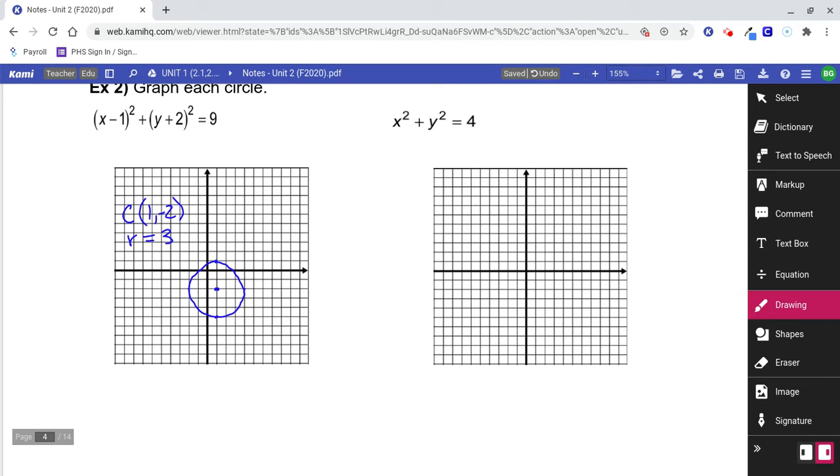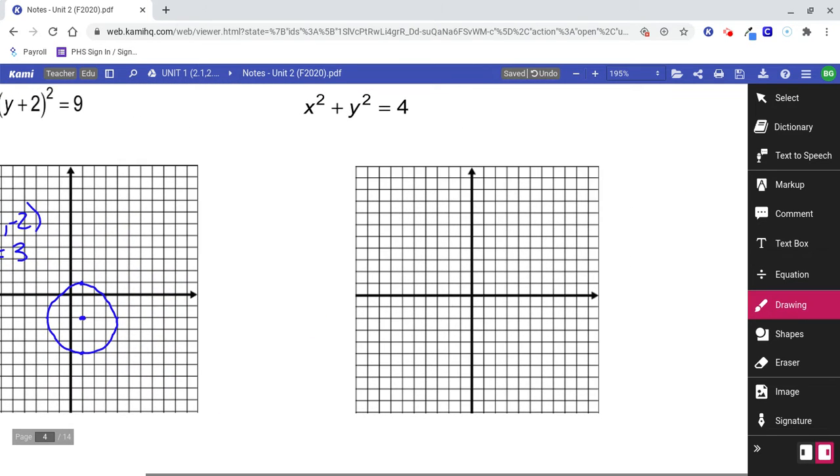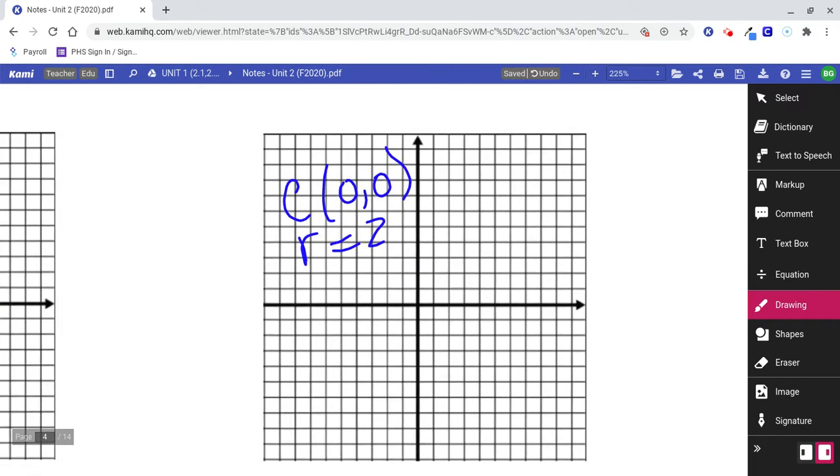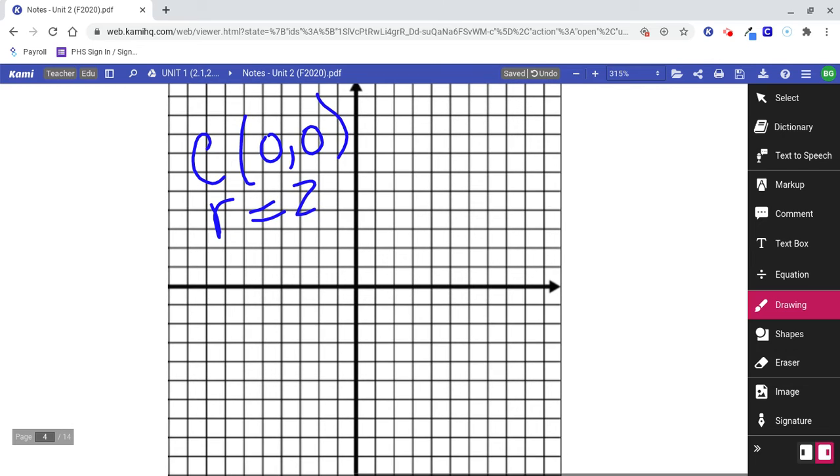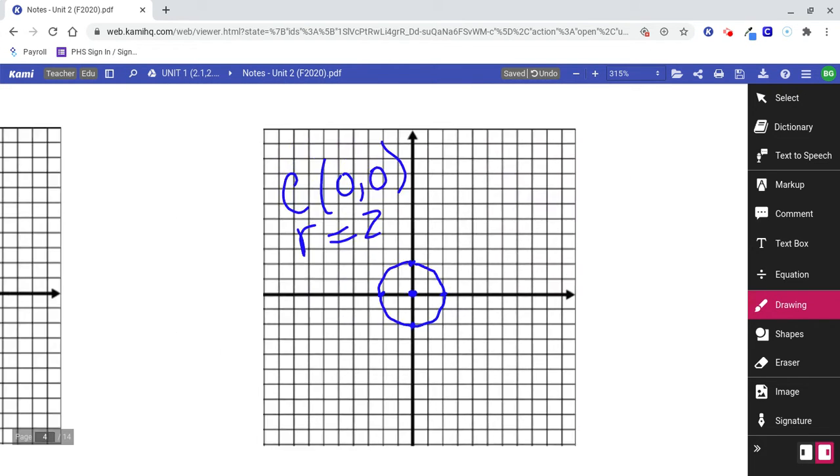Okay, there we go. Okay, so the other one, x squared plus y squared equals 4. We can see the center is at 0, 0, and the radius is 2. So if we have a center at 0, 0 and go 2 in each direction, basically, we can draw a circle through there. I'm going to try that again. Pretty good.